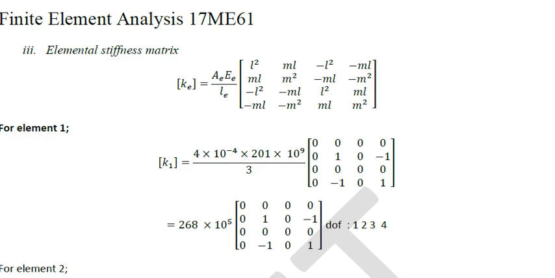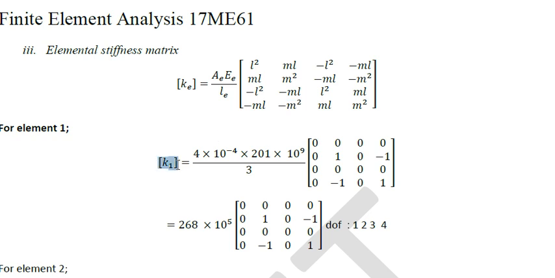The next step is to write the element stiffness matrix. The element stiffness matrix for the truss element, KE, is given as A E by LE times the matrix: L square, ML, minus L square, minus ML in the first row; ML, M square, minus ML, minus M square in the second row, and the same negative pattern is repeated in the remaining rows. This is the element stiffness matrix for a truss element.